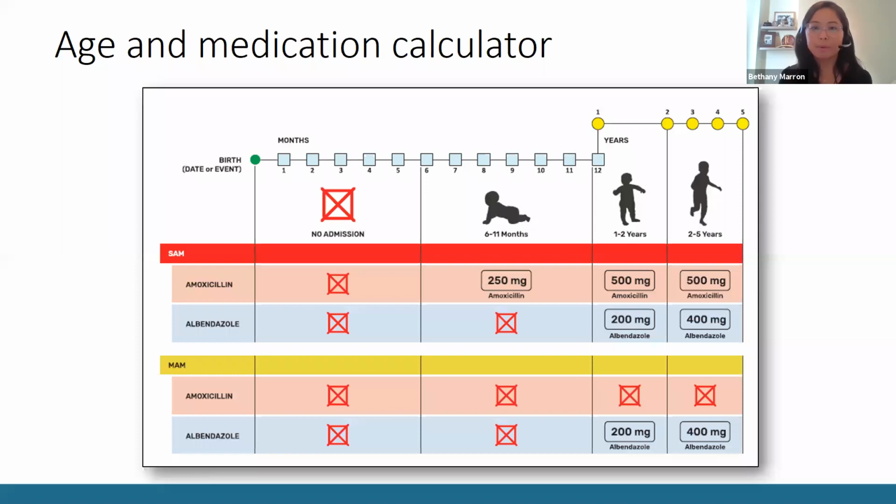So for example, in the first 6 months, no medication would be provided, because technically this child does not qualify for community-based treatment because they are under 6 months of age. Next slide.